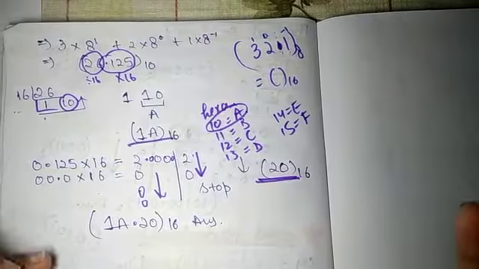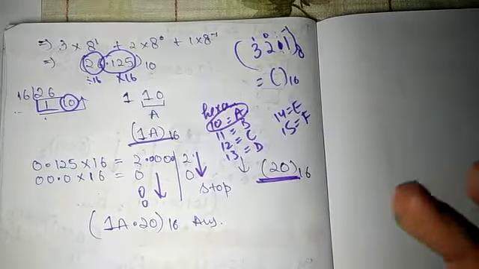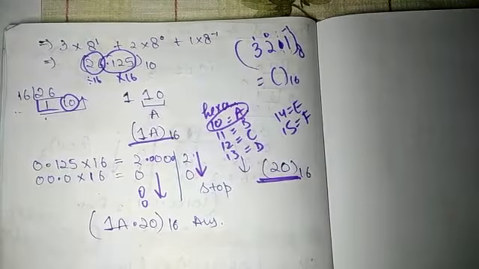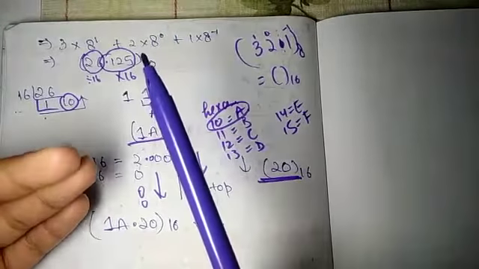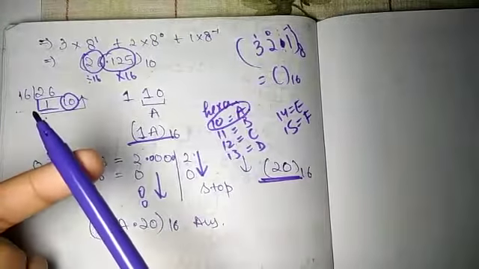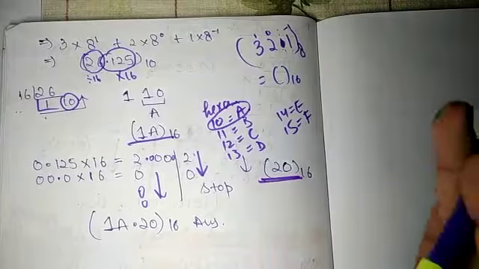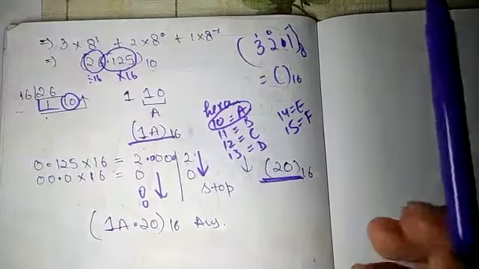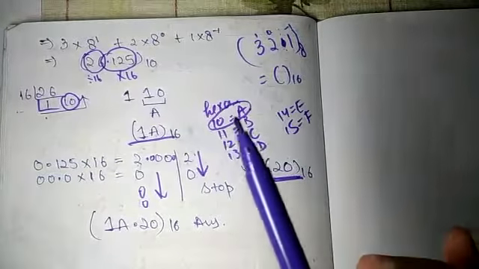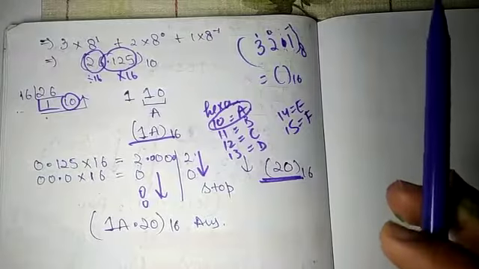So the full answer will be 1A.2. This is the octal conversions, all the octal conversions, either it is binary, hexadecimal, or decimal. All conversions have been done in this lecture. In the next lecture we are going to understand all the hexadecimal conversions.